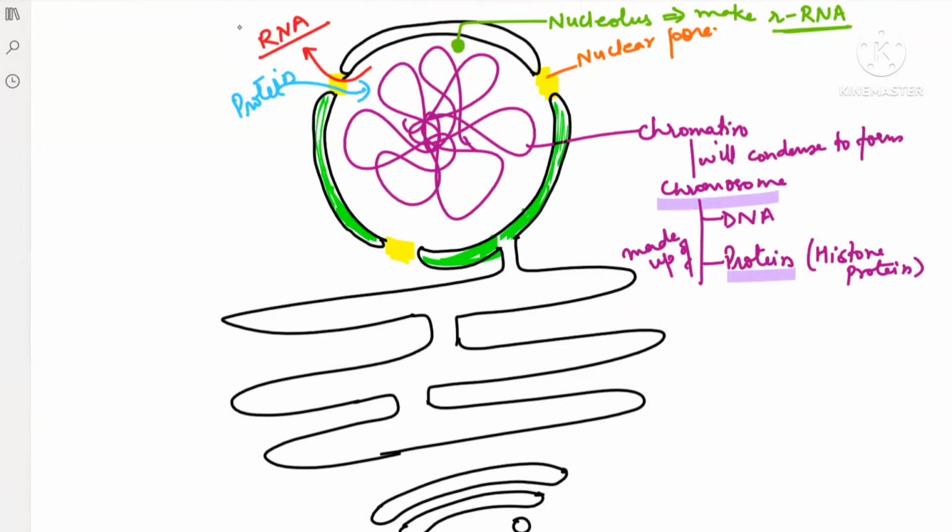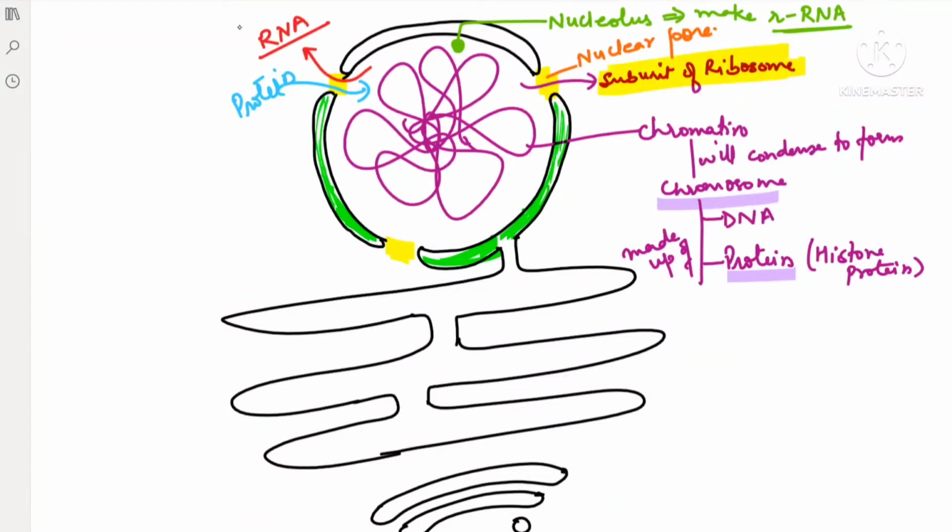Now tell me one thing. The nucleolus is making ribosomal RNA, and proteins are going inside, so I can say that the nucleolus is going to send out, through the nuclear pore, the subunits of the ribosome. Subunits of the ribosome will come out. Please highlight that point.